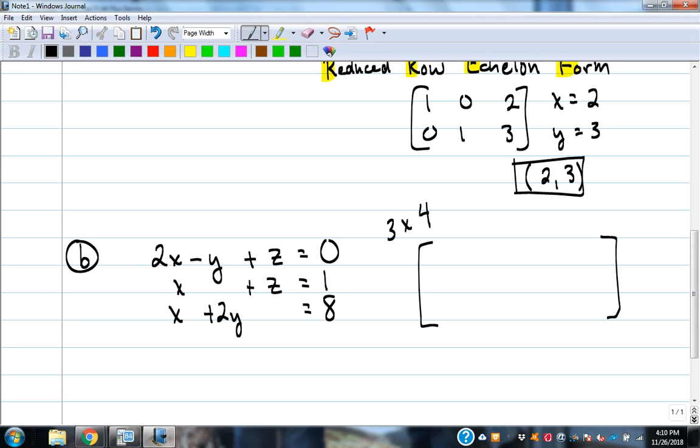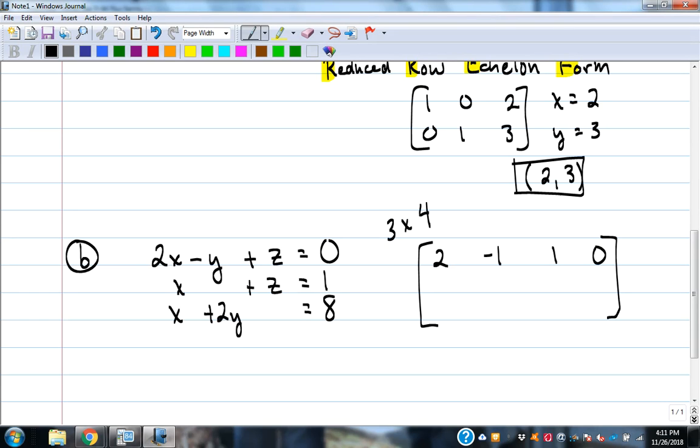When you're setting these up, you've got to make sure all the variables are on one side of the equal sign, and then all the numbers are on the other. So this one is set up that way. The first column is going to be x's, the second column is y's, the third column is z's, and the fourth column is what that equation is equal to. So that first equation gives you this row of 2, -1, +1, and 0.